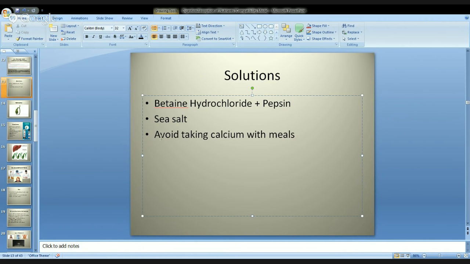And then the other thing is you never, ever want to take calcium with meals. If you're taking calcium, only take it before bed. Do not take it with a meal like three times a day, because that will dilute the stomach acids. How do you know if you don't have enough acid? You have heartburn, indigestion, gas. So these three things are good solutions for that. Okay.